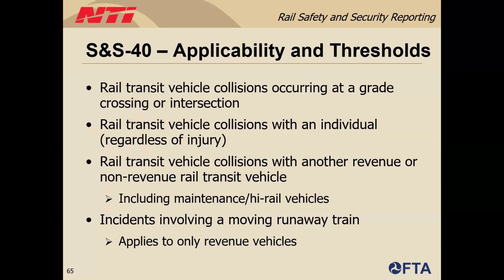Continuing with reporting applicability, the following events are automatically reportable. A collision involving a rail transit vehicle at a grade crossing or intersection. A collision between a rail transit vehicle and a person, regardless of injury. A collision between a transit rail vehicle and another transit rail vehicle, which includes both revenue or non-revenue and maintenance vehicles. Any incidents involving a runaway train, which applies only to revenue vehicles, regardless of whether they are in service or not.